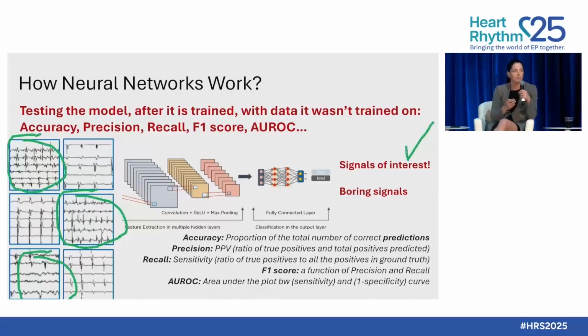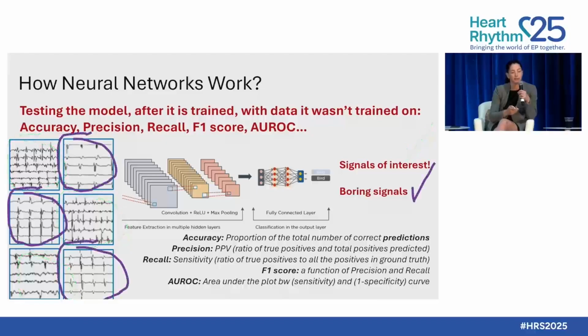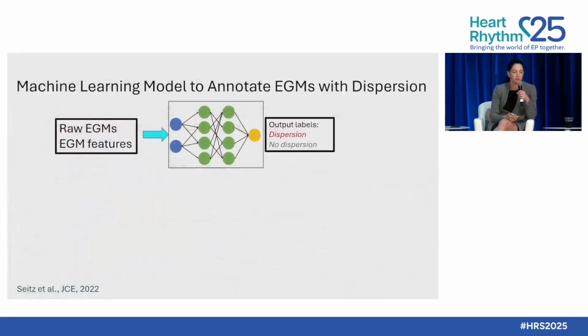And how do you test the model's performance? You give it signals that it hasn't seen before ever. You give it many examples of signals with dispersion, you give it many examples of signals without dispersion, and you test, you figure out its accuracy, precision, recall. How is it performing in actually evaluating these signals that it wasn't trained on previously? And that's how all machine learning models work in general.